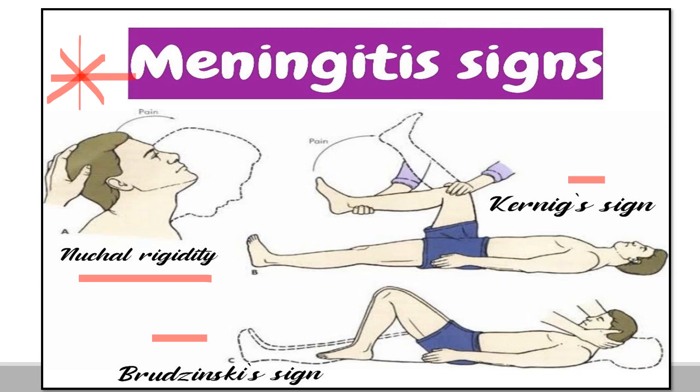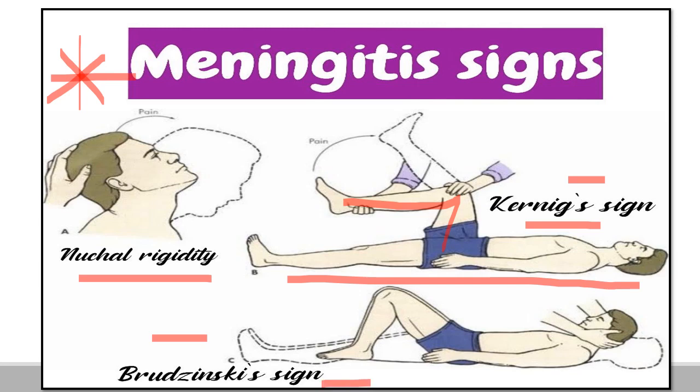That is nuchal rigidity. Next one is Kernig sign. What is Kernig sign? When the patient is placed in supine position and the leg is bent like this, at 90 degrees to the hip, the patient cannot extend the leg back to normal position or experiences more pain. That is Kernig sign.